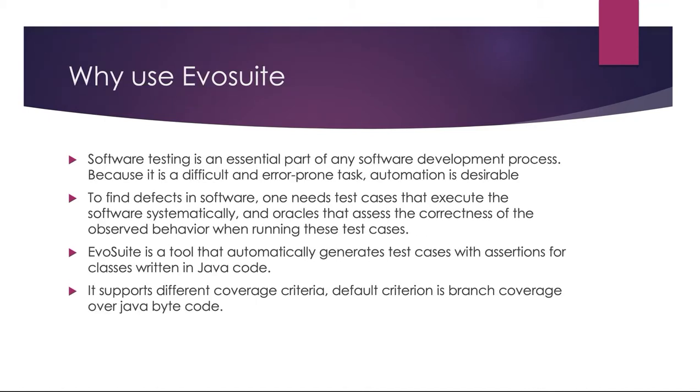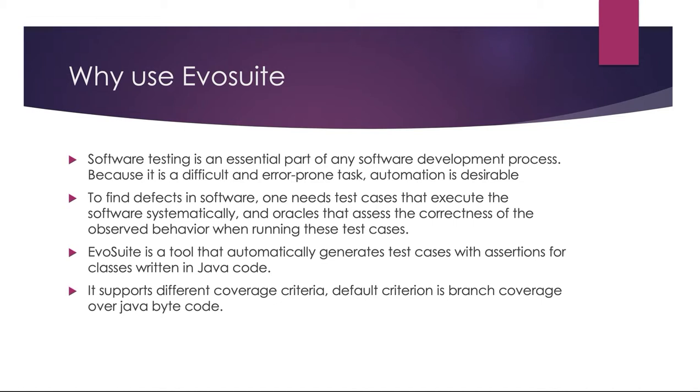Why do we need to use evosuite? Software testing is an important task of the software development lifecycle. It is an error-prone task, so automation is needed. To find bugs, there should be a proper set of test cases and oracles that assess correctness of behavior observed by running these test cases. So what are these oracles? Oracles can verify if the outputs of the test cases are the expected ones or not.